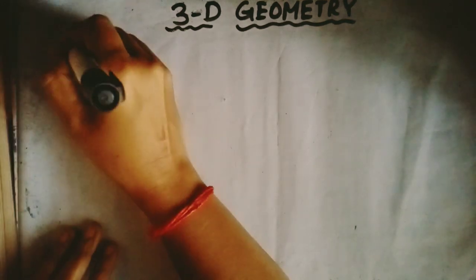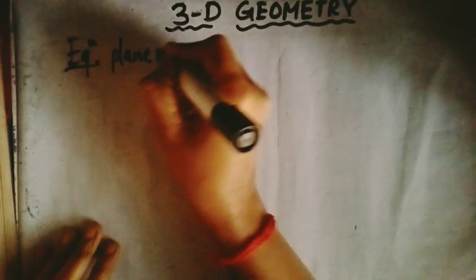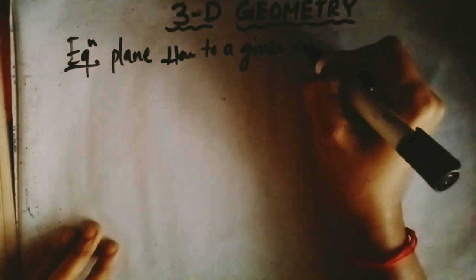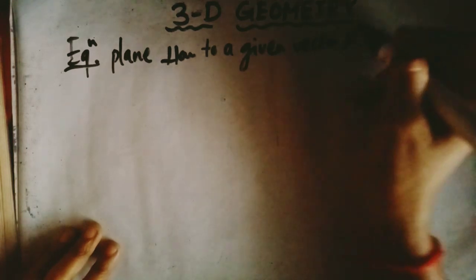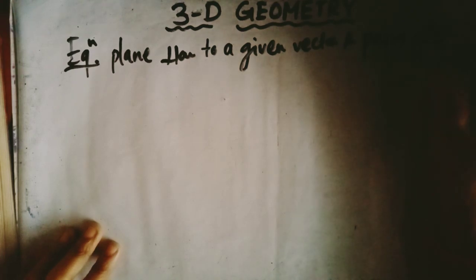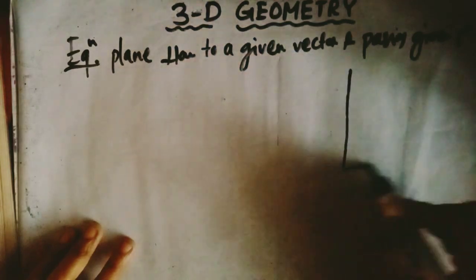Next subtopic is equation of a plane perpendicular to a given vector and passing through a given point. So there is a plane which is perpendicular to a given vector and second condition is it is passing through a given point. Okay, so suppose it is like this.